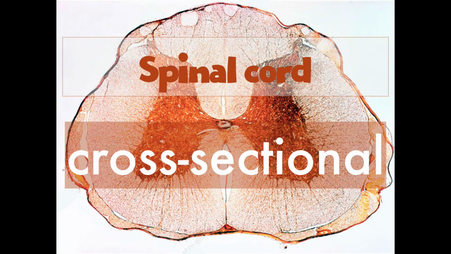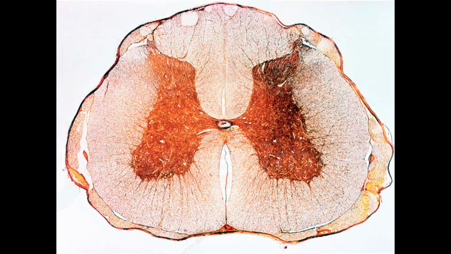In this video we're looking at the spinal cord and taking a cross-sectional anatomy look at it. Basically what that means is that we're taking a horizontal cut, a slice through the spinal cord, and looking at what it looks like on the inside. Essentially you're looking at two different types of nervous tissue.